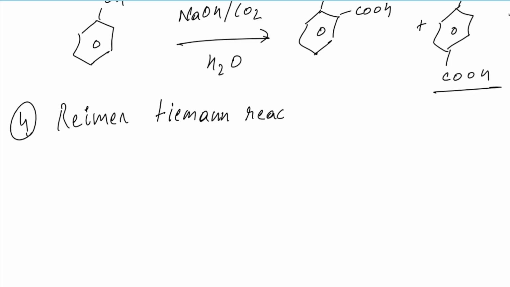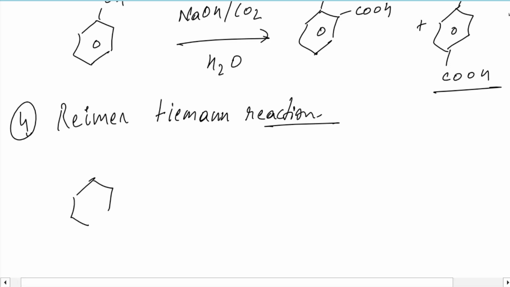That's about Kolbe's reaction: phenol when reacted with NaOH in the presence of CO2 and H2O will yield ortho-salicylic acid and para-salicylic acid. Next is the Reimer-Tiemann reaction.